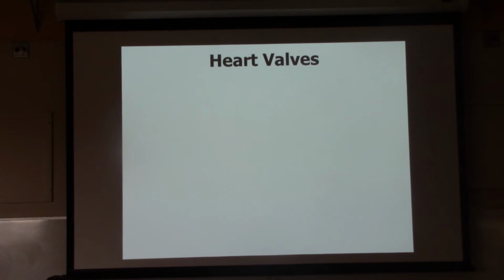Okay. And whatever we've got on the left side, we've got on the right side. Let's go ahead and look at these valves. So, the first pair that we'll look at, the atrioventricular valves. They tell you where the valves are. They're between the atria and the ventricles. So there's a left AV valve and a right AV valve.